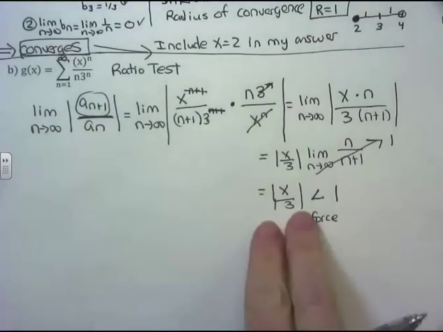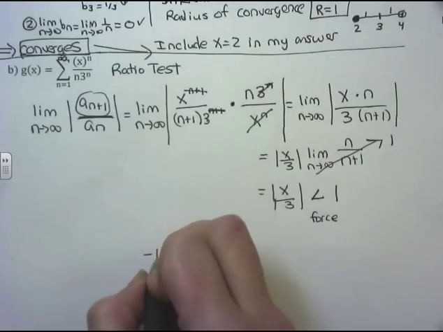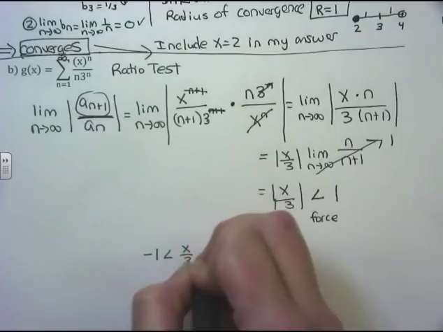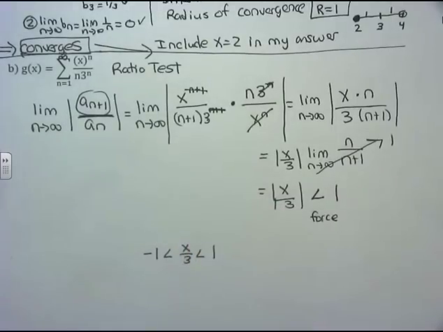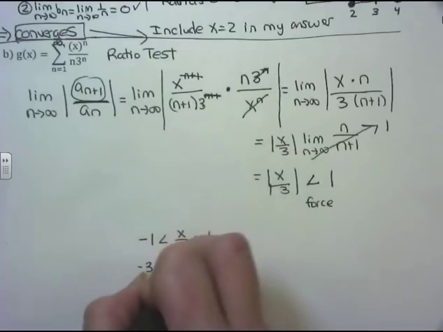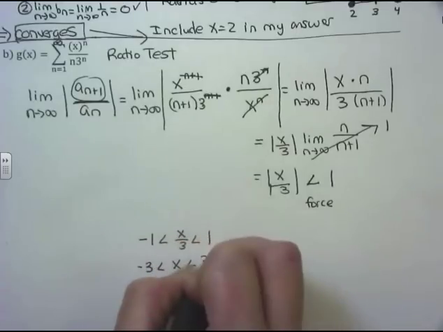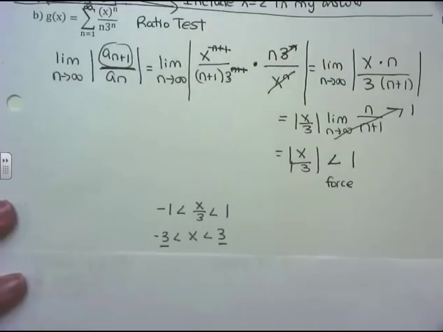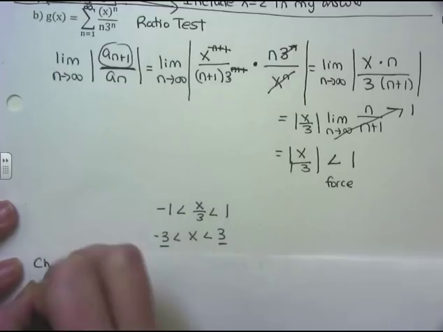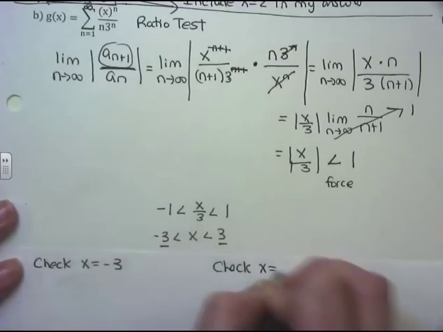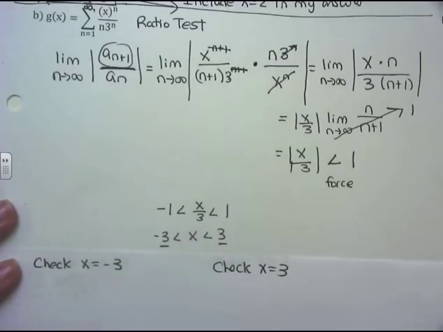Absolute value of something less than a number means that the number's negative is less than what you had inside the absolute value, which is less than the number. I'm solving this for x, so I'm going to multiply every single piece by 3. So negative 3 is less than x is less than 3. I need to know what happens at these endpoints. So I want to check what happens when x is equal to negative 3, and I want to check what happens when x is equal to 3, so I can know if I include them or exclude them.